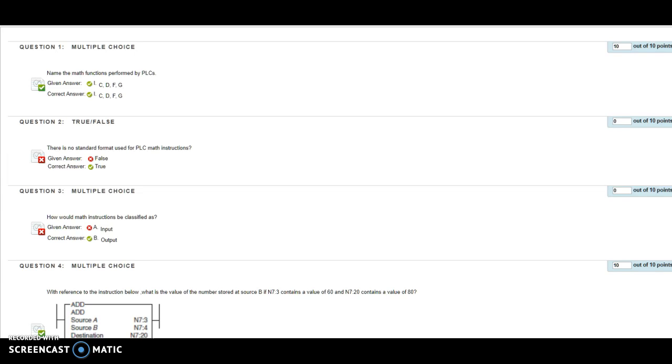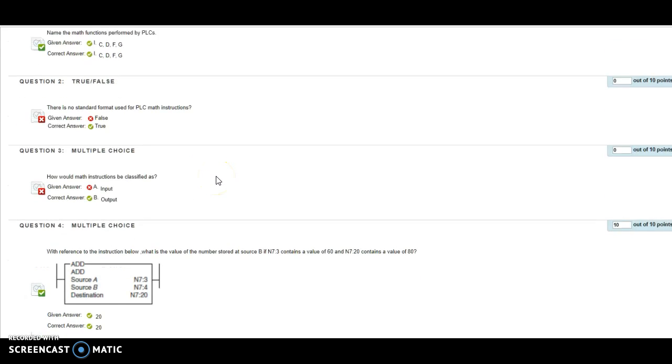But obviously, you got the first one right, and it is the most common math instructions, which are addition, subtraction, multiplication, and division. However, there are some others that are much more complex. There is no standard format used for PLC, which is number 2. You chose true. That is false.